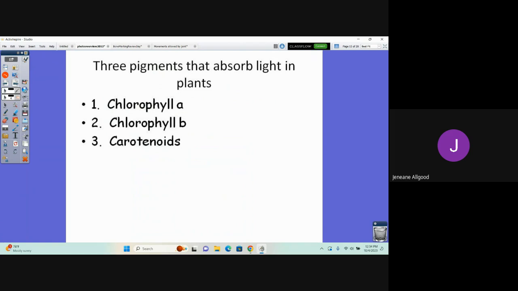So the 3 pigments that we'll be talking about are chlorophyll A, chlorophyll B, and carotenoids. Hopefully we'll get to do this plant pigment chromatography lab. I don't think I got to do that last year because it hadn't come in from the science company that we order our stuff from. So I don't even think I got to do this lab last fall.